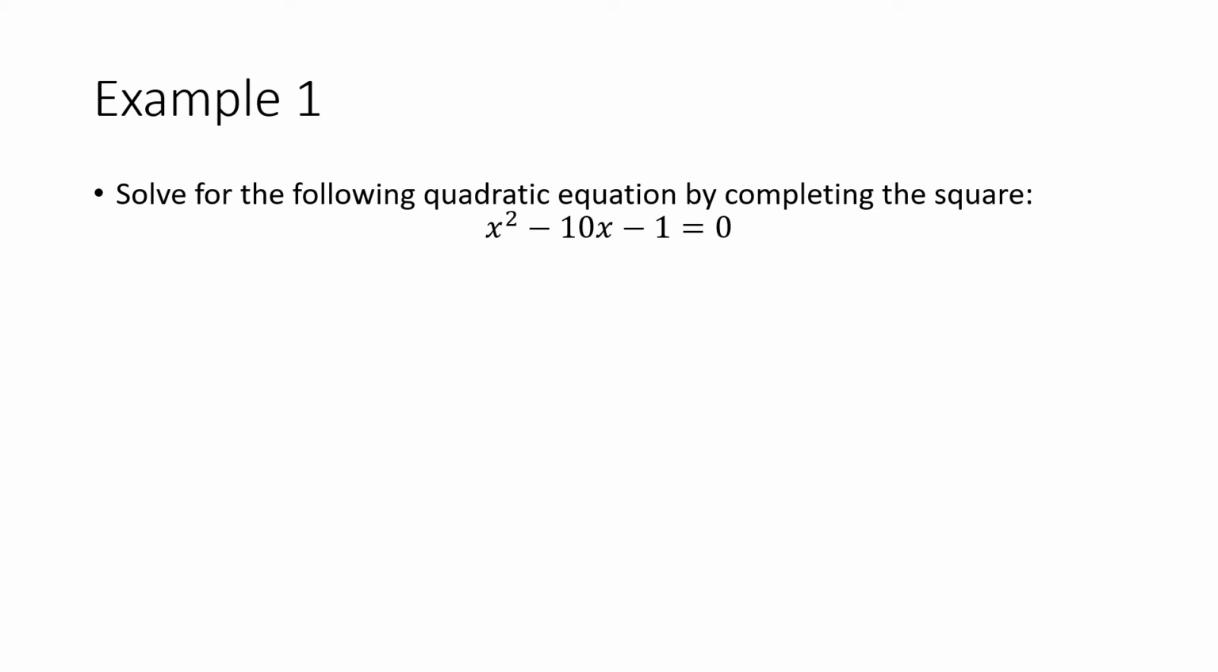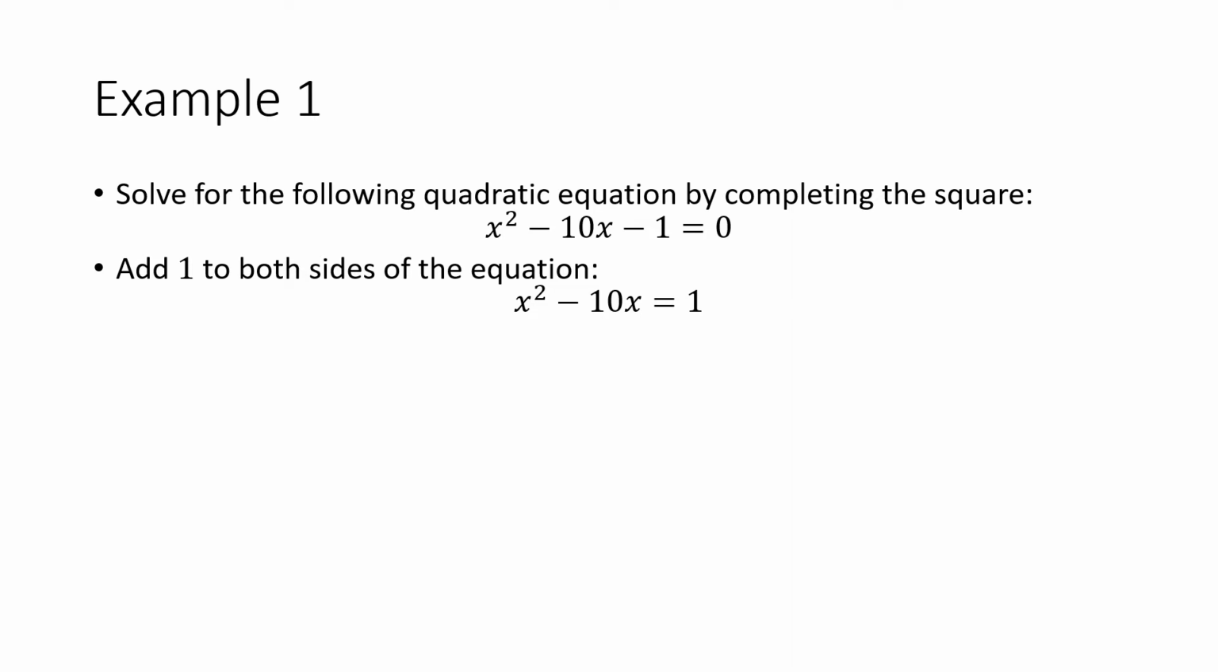Okay, so the first thing you have to notice is that the left-hand side of the equation, x squared minus 10x minus 1, is prime. It cannot be factored. So we will force it to factor by completing the square. First we add 1 to both sides of the equation. So it'll be x squared minus 10x equals positive 1.